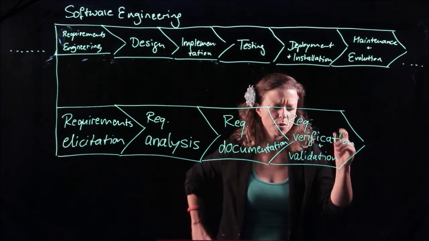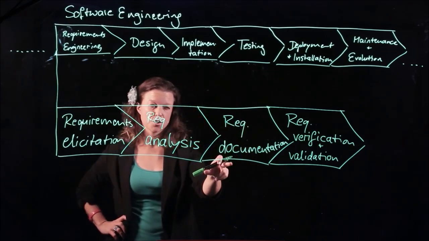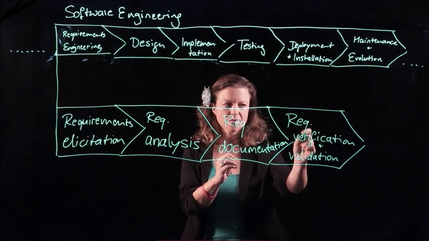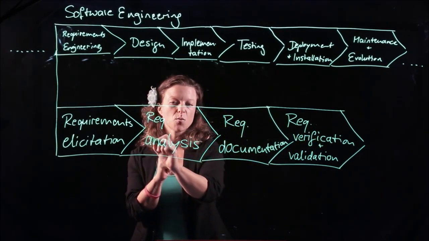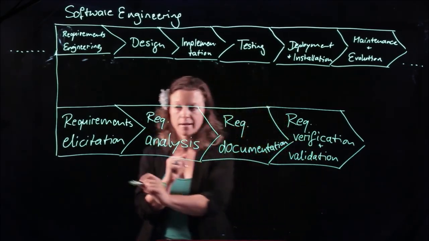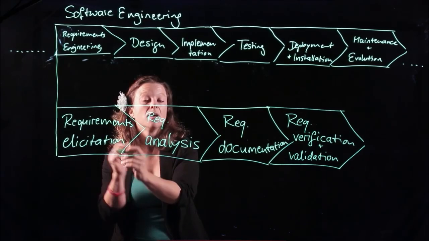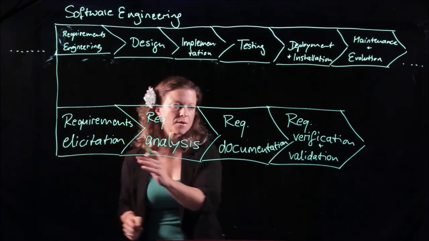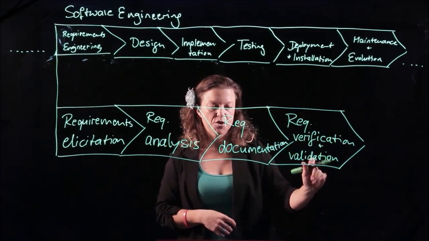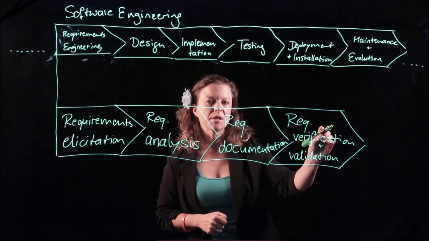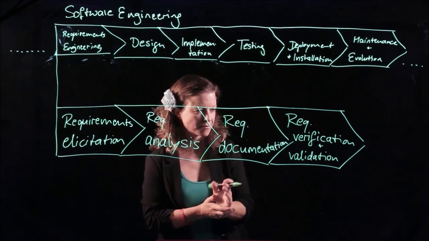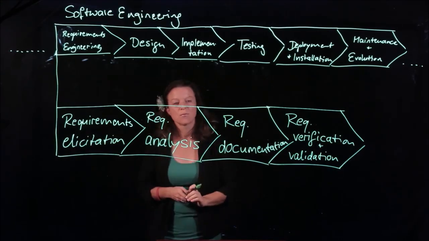Wait, now, which one is which? Verification, validation. So verifying requirements is, did I correctly write down what these people said? Validating the requirements means I go back to these people and ask them, is this what you really need? So what we use as a mnemonic for verification and validation is, verification is, am I building the system right? And validation asks, am I building the right system? So those are your 4 phases.